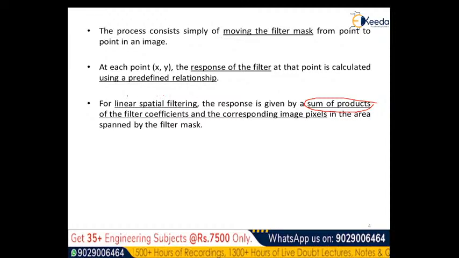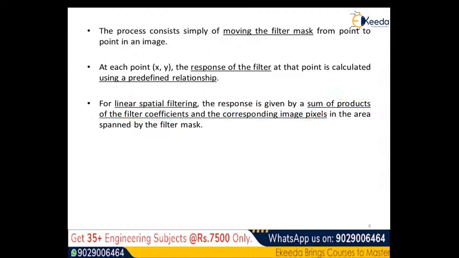The first type of the spatial filtering is the linear, and here we are going to perform the sum of products. So first of all, product of what two elements here? The product is nothing but the multiplication. The multiplication is to be carried out between the filter coefficients, filter elements, and the corresponding pixel intensities here.